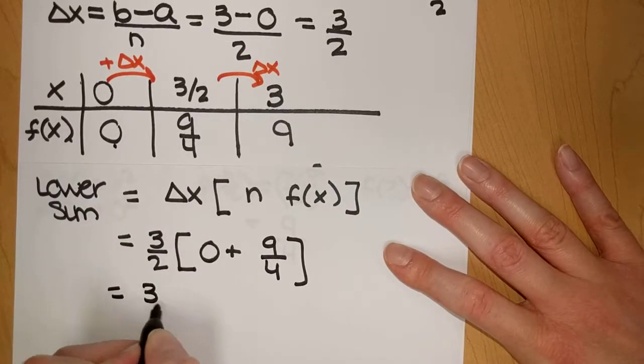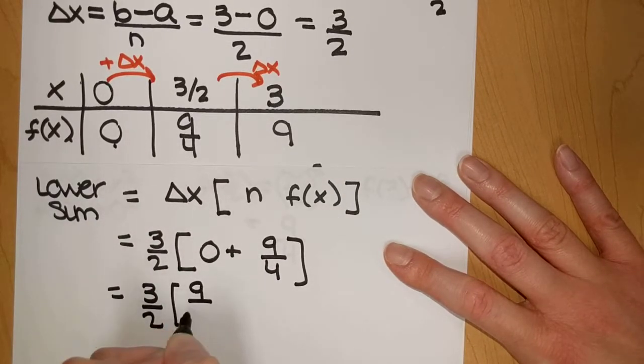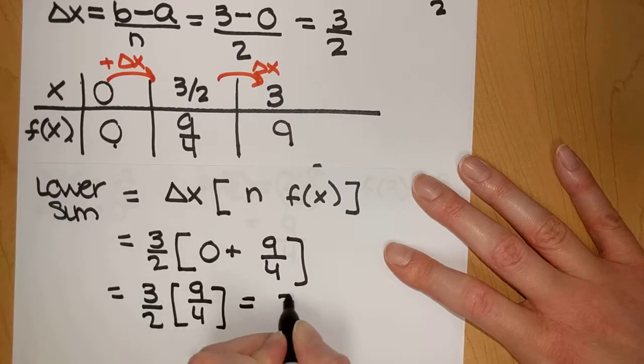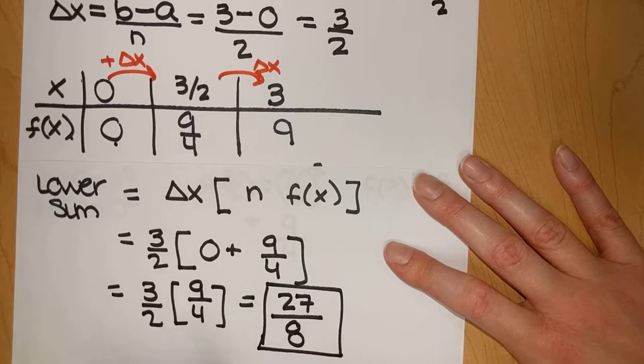So we'll just have 3/2 times 9/4. So multiplying straight across, we get 27 over 8. So that is our final answer.